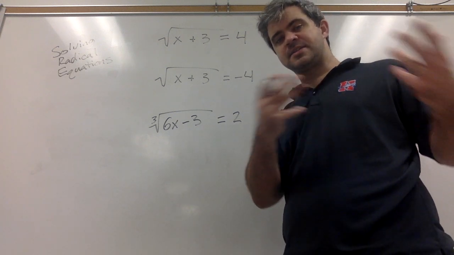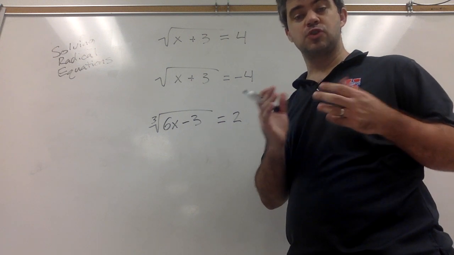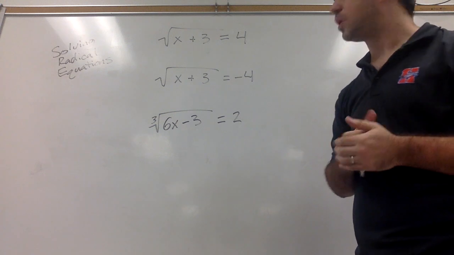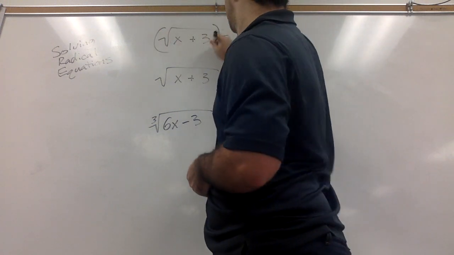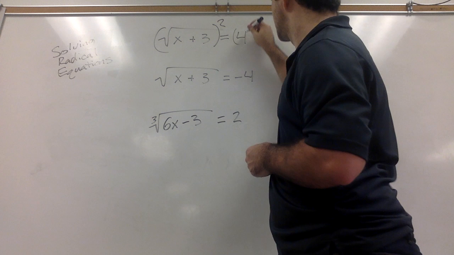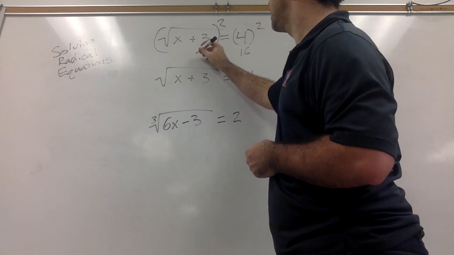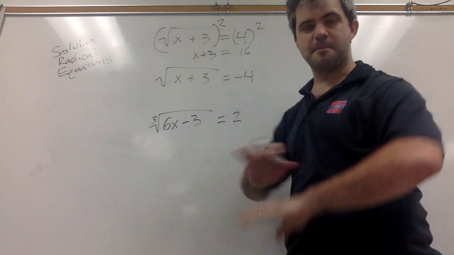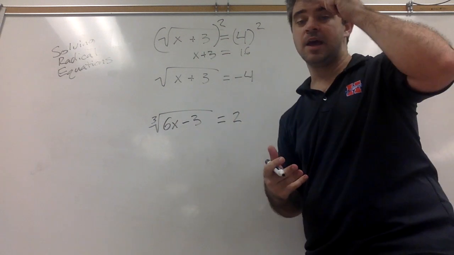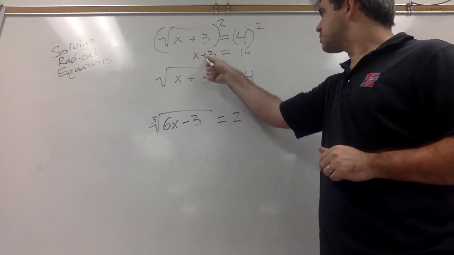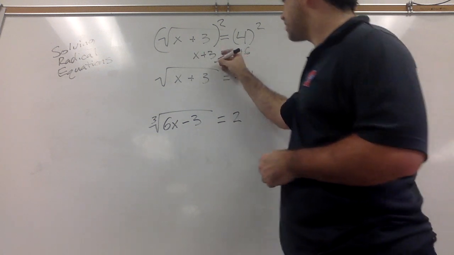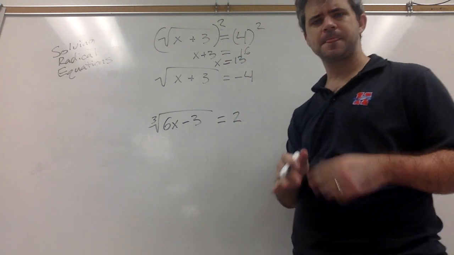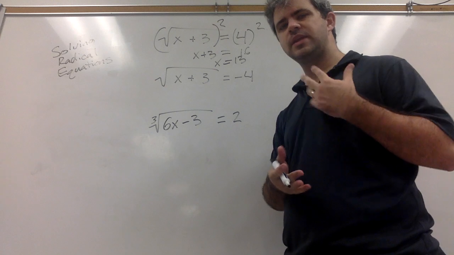Square root is kind of the inverse of squaring. So to undo this, we're just going to square both sides. So we get 16 equals x plus 3. The square root just kind of pops off because we undid it with that squaring. So x plus 3 equals 16. Now we're going to subtract 3. X equals 13.